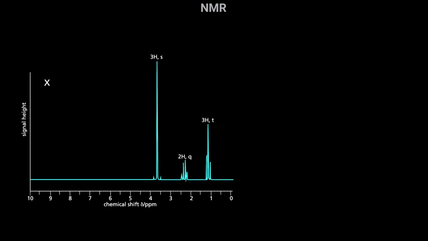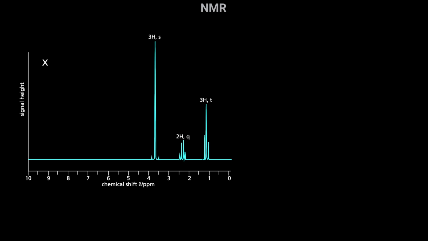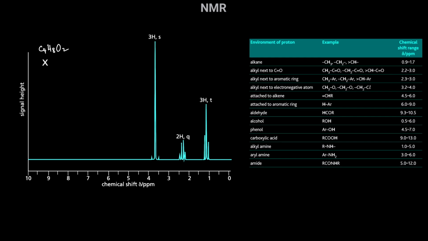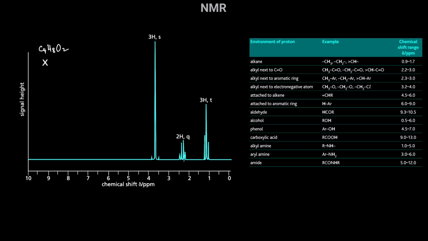All right, let's look at the next question. Now I have this compound. This is compound X, and compound X again has the molecular formula C4H8O2. So X is a structural isomer of compound W, and again we want to figure out the structural formula of compound X.